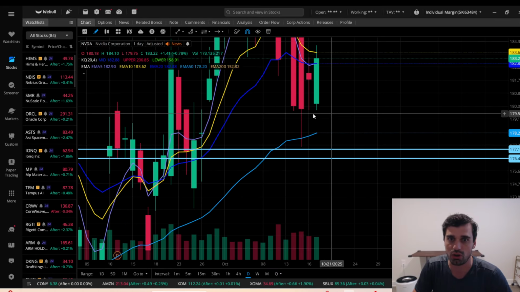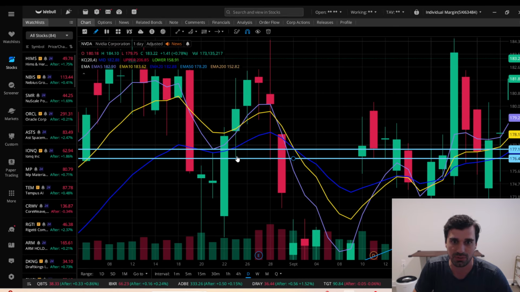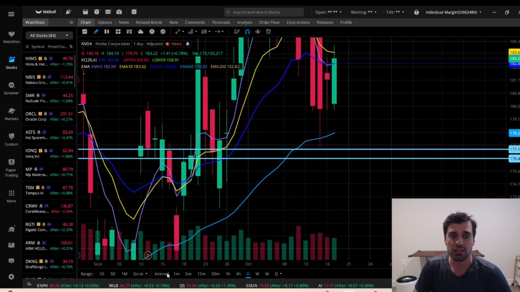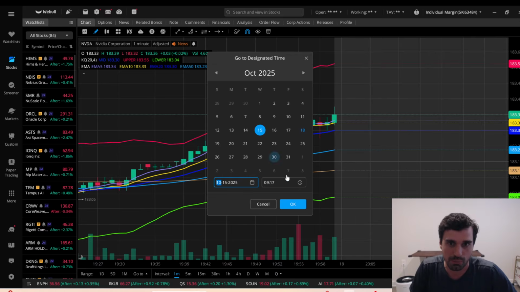And that's what we were seeing all throughout NVIDIA. So just take an extra time. You see long lower wick, long lower wick, long lower wick, long lower wick. The more touches, the better. So then on 10:15, we'll go back to that date.